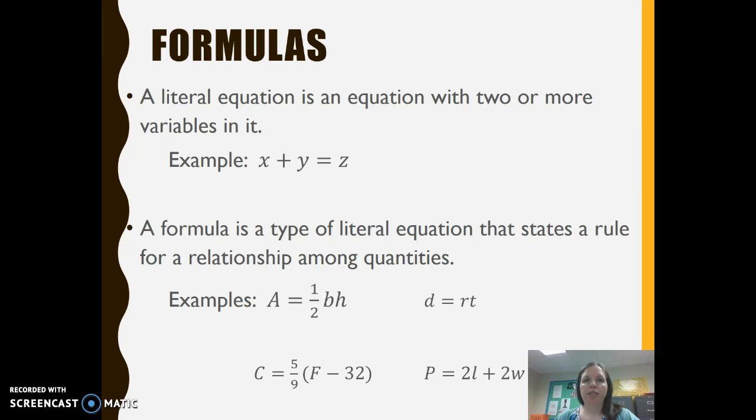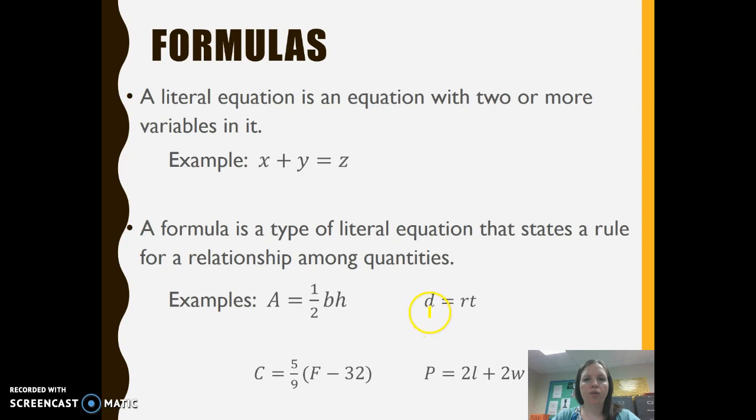You're very familiar with these types of equations, not calling them literal equations necessarily, but you're familiar with them in formulas. Formulas just have more than one variable in them, and they're showing a specific relationship. So for example, the ones you can see down there, you don't need to record all of them, but some of them more familiar than others. The first one is the area of the triangle equals 1/2 base times height. So that's a formula for area of a triangle.